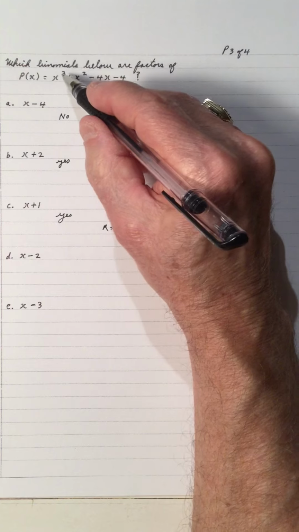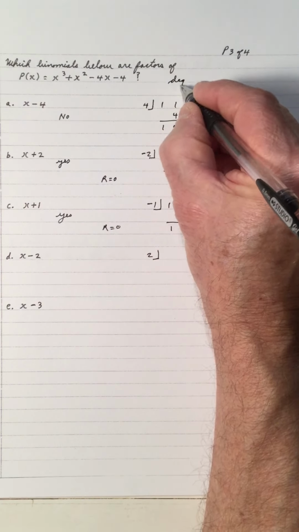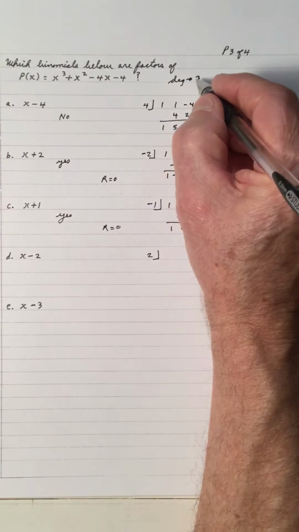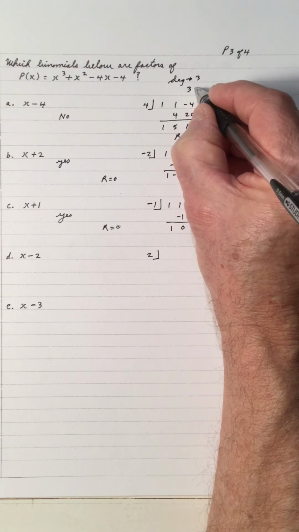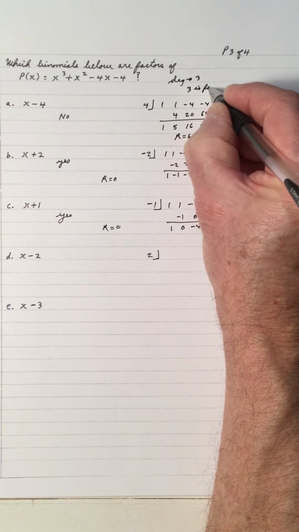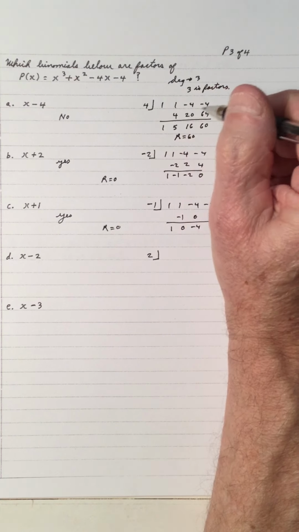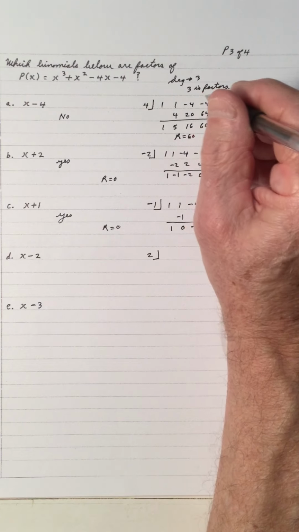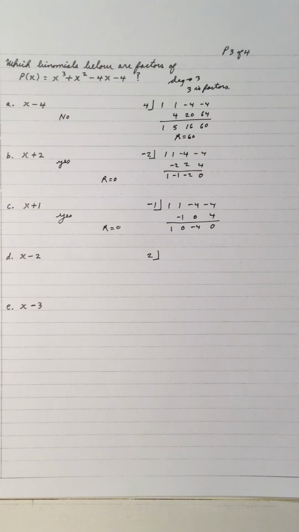Also notice that x cubed, the degree is 3. The highest degree of any one term is 3. So that means we have 3 factors maximum. But we don't have to have 3 factors. We could have 1 factor, but we got to watch out. Sometimes a factor can be there twice, or it can be a triple.